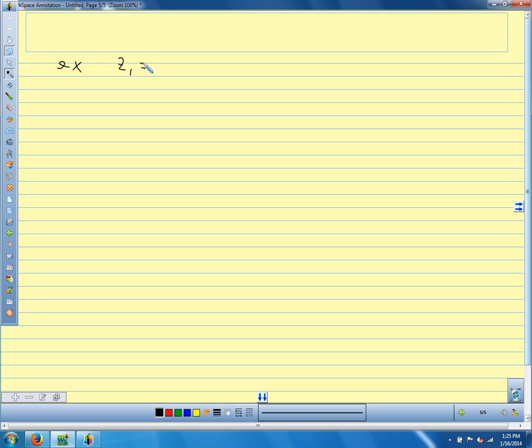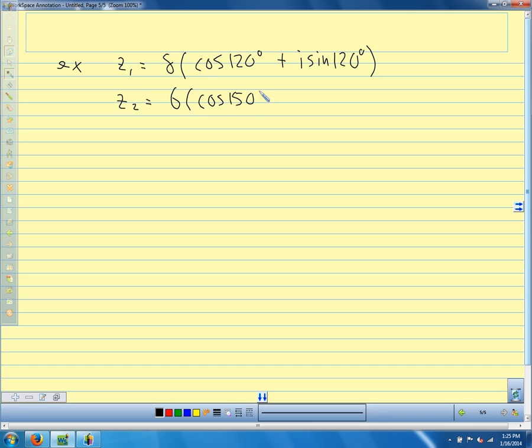Z1 equals 8 cosine 120 plus i sine of 120 degrees. And Z2 equals 6 cosine of 150 plus i sine of 150.